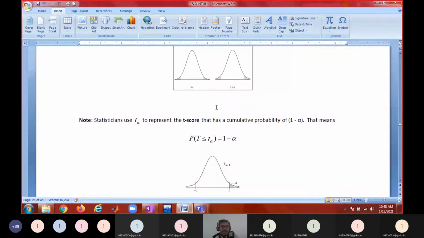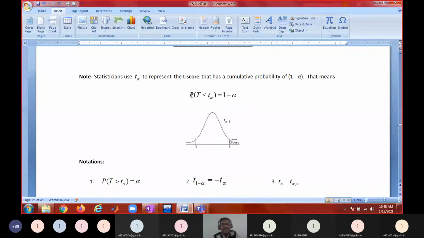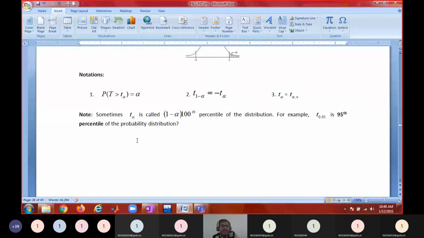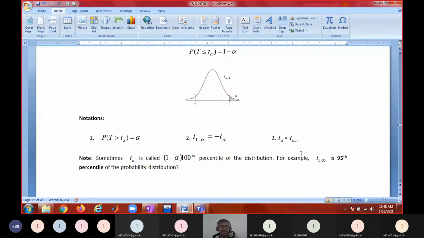Now how do you identify the critical values? For a t distribution, you are going to find t alpha. So the probability that t is greater than t alpha equals alpha, whatever the area is to the right of t alpha. If you are writing t alpha here, that means the right hand side area to t alpha is going to be alpha. Sometimes t alpha can also be denoted as t alpha comma nu.